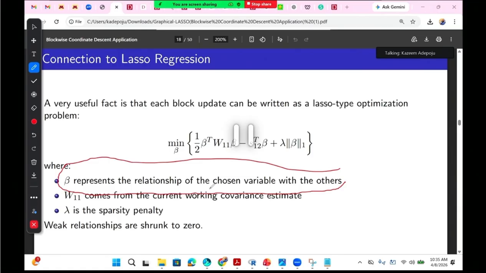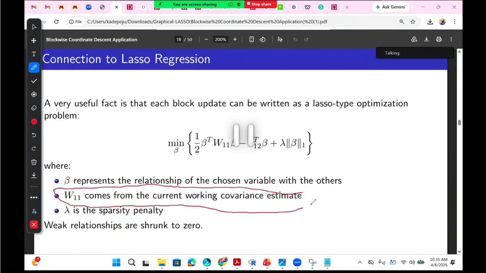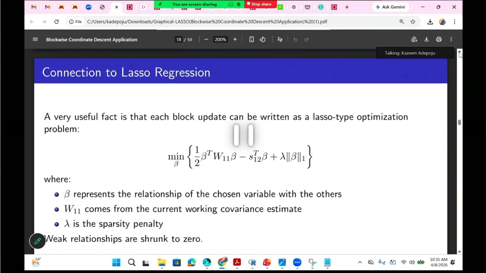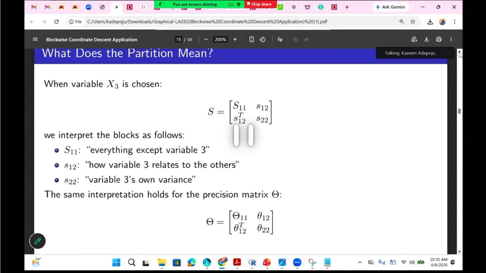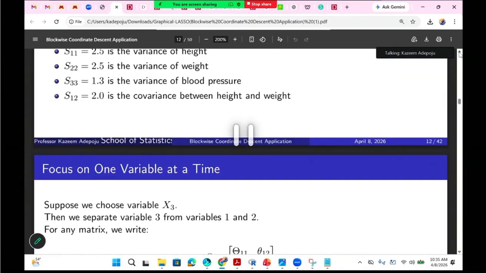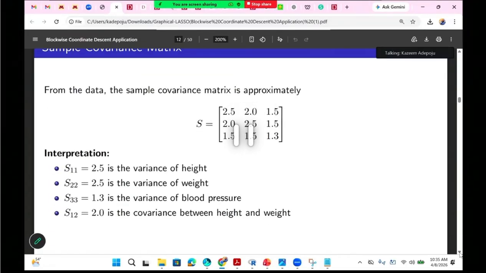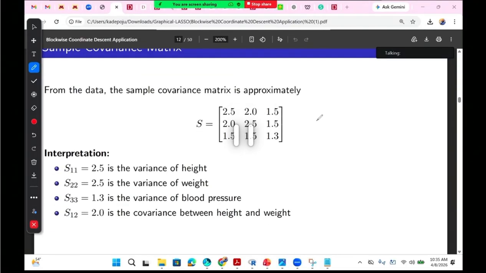Now, what is W11? Please pay attention. That will come from your current working covariance estimate. Now, I'm going to show you the way the algorithm works. The working covariance is actually going to be different from the sample covariance. Let me write the working covariance for you. Now, based on this data, if this is X, I need a working covariance.